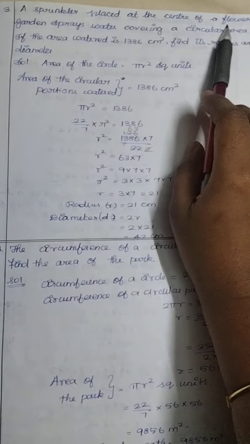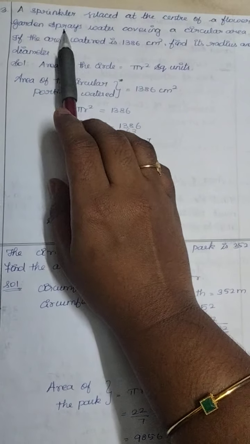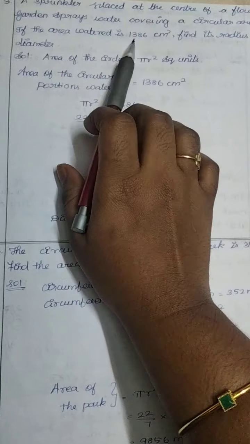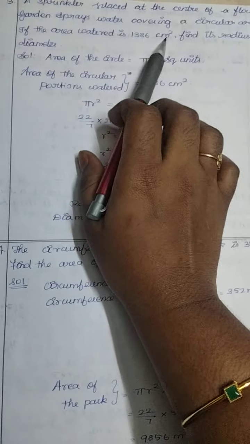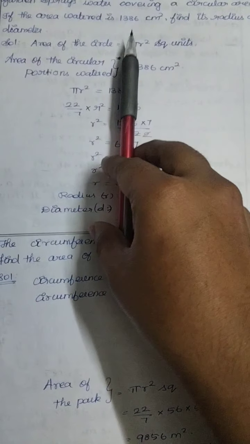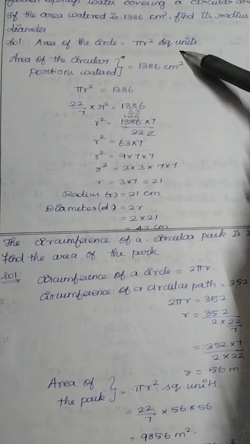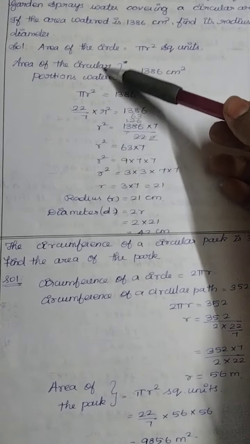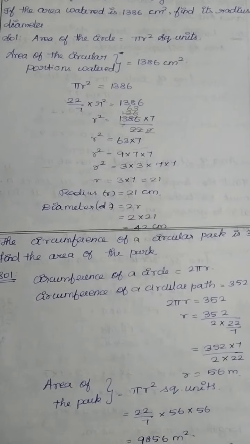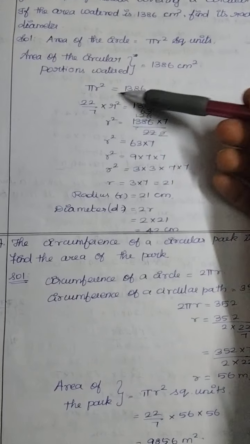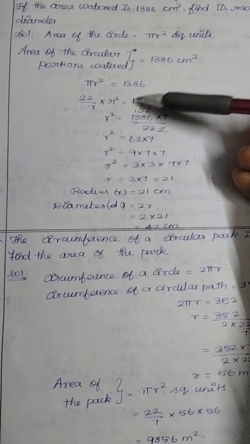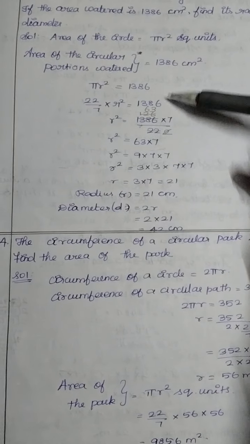Now the sprinkler placed at the center of the flower garden sprays water covering a circular area. If the area watered is 1386 centimeter square, find its radius and diameter. Area of the circle is equal to pi r square units, we know. So we substitute the circular portion watered, 1386 centimeter square. Pi r square is equal to 1386. 22 divided by 7 into r square is equal to 1386.